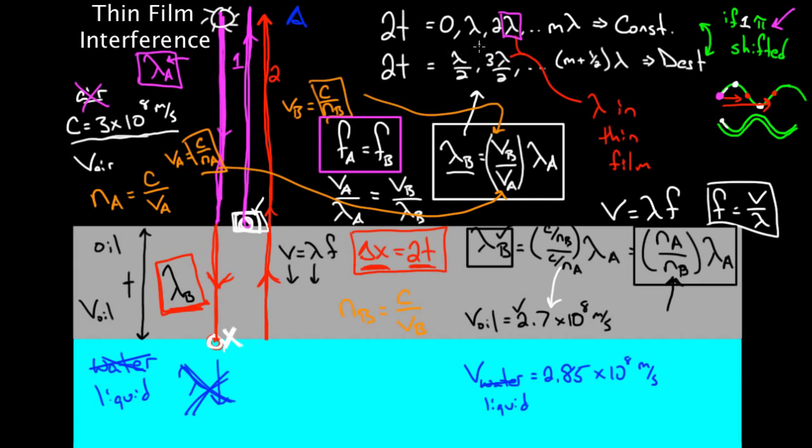So this looks messy. I'm sorry about this. We could turn this all into one super duper equation. Let's do that. All right, so what do we know? We know for constructive, we should have 2t equals an integer, so m is 0, 1, 2, 3, times the wavelength in the oil or the thin film, but I don't want to solve for that every time. We already did it.